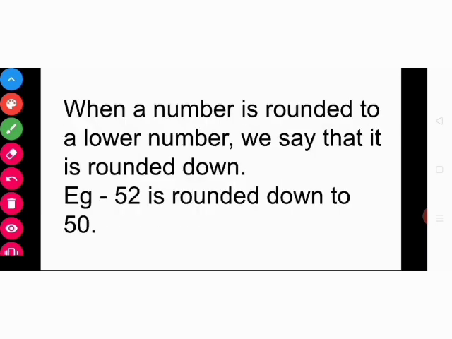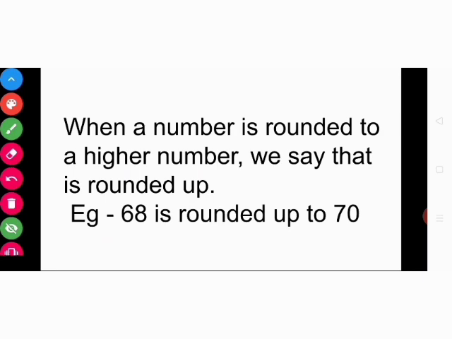When a number is rounded to a lower number, we say that it is rounded down. Look at the example: 52 is rounded down to 50. Next, when a number is rounded to a higher number, we say that it is rounded up. Look at the example: 68 is rounded up to 70.